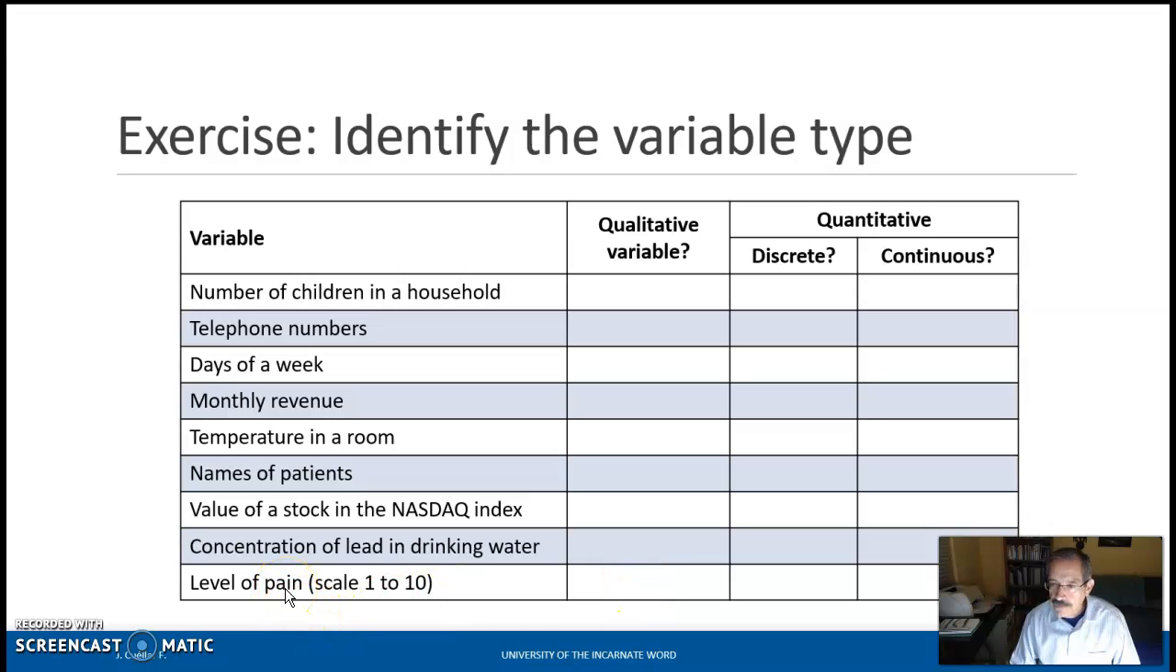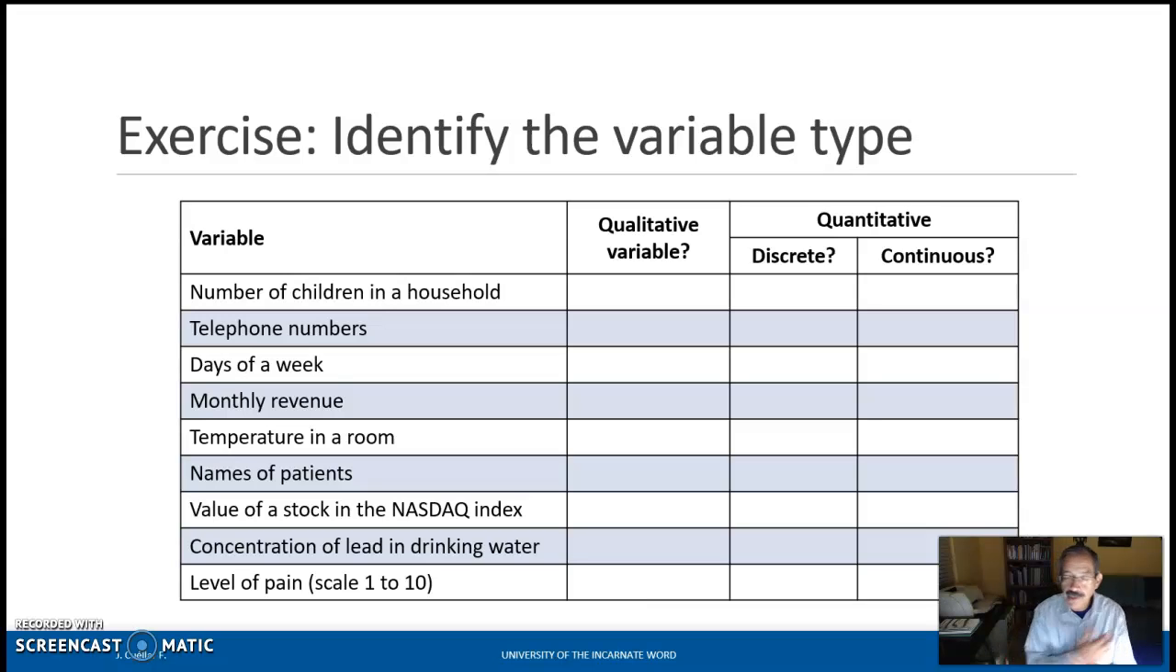The level of pain. You may perhaps have seen the physician, and they ask you, well, what level of pain do you have on a scale of 1 to 10? Well, you say 1 or 2 or 3 or 4, and you may say 4.5. But the fact that you can go to a decimal place does not make this a quantitative variable, nor discrete, nor continuous, because this is a qualitative assessment of pain.